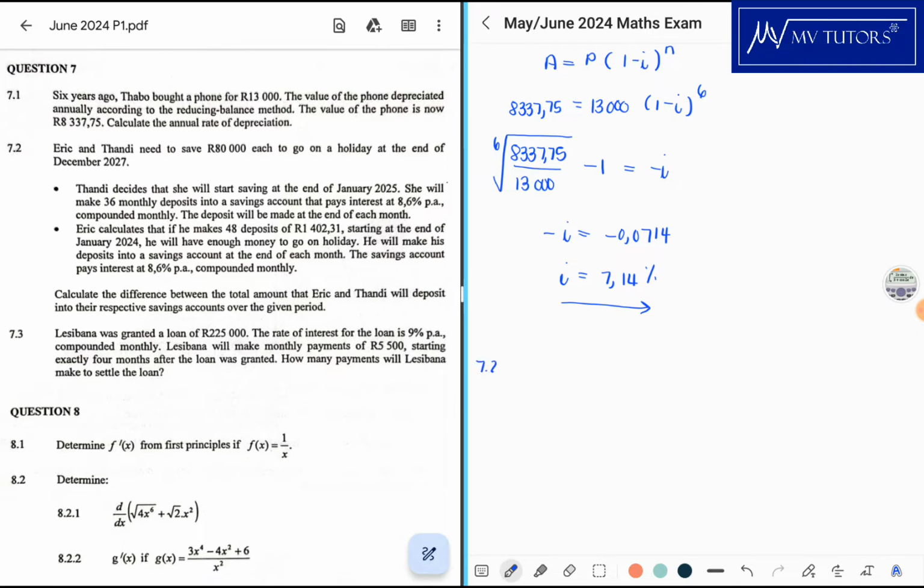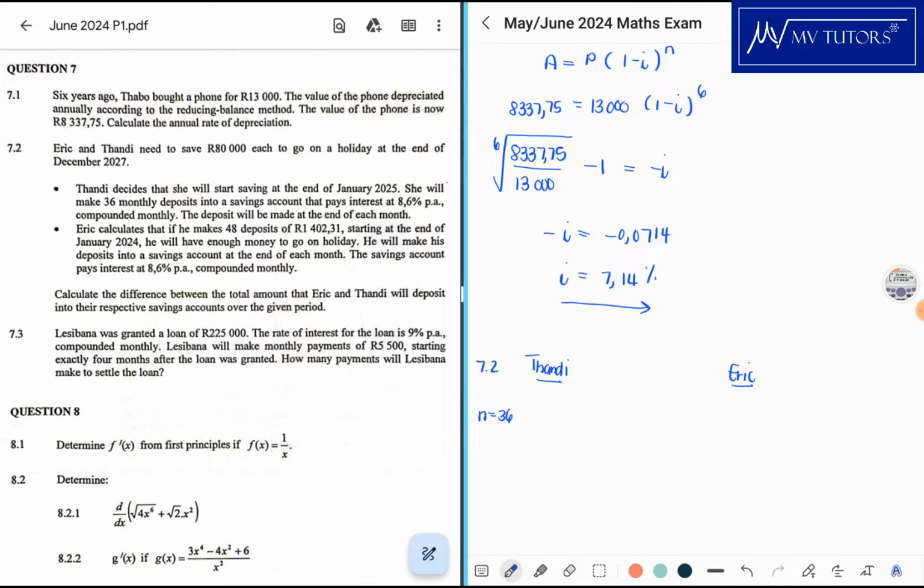Okay, so 7.2. Eric and Thandi need to save 80,000 Rand each to go on a holiday at the end of December 2027. Thandi decides that, okay, I'm just going to put Thandi this side and Eric on the other side so that we can write the information as we go along. Thandi decides that she will start saving at the end of January 2025. She will make 36 monthly deposits. Okay, so already I know that n is 36.